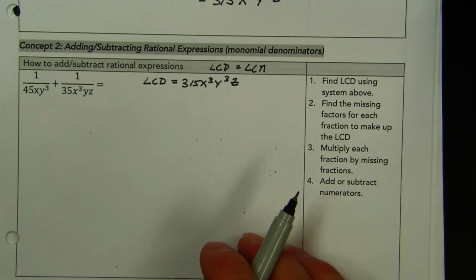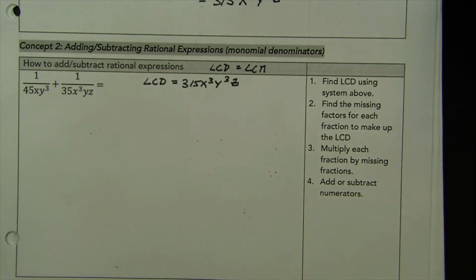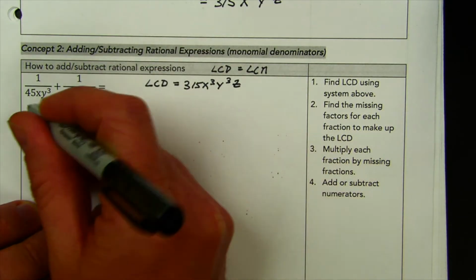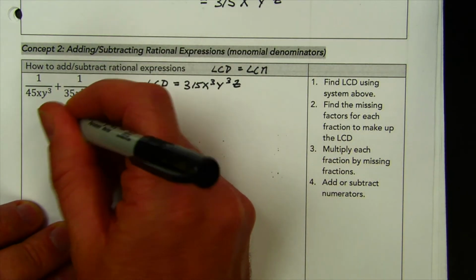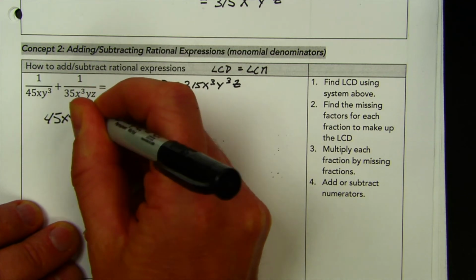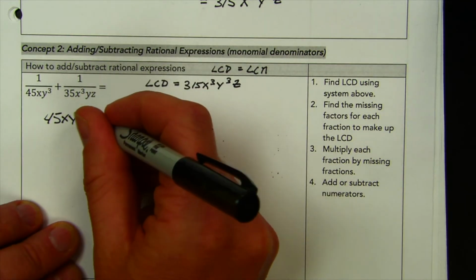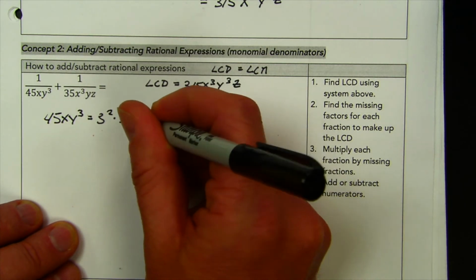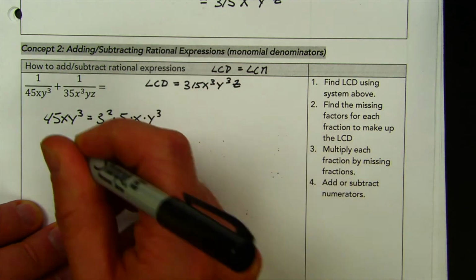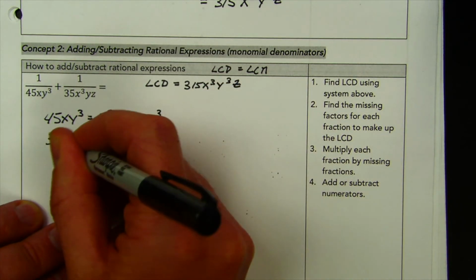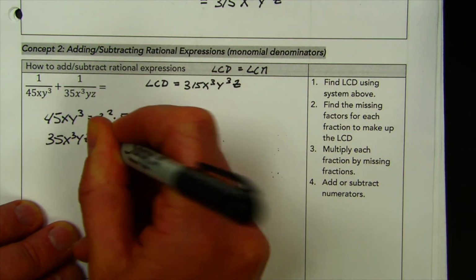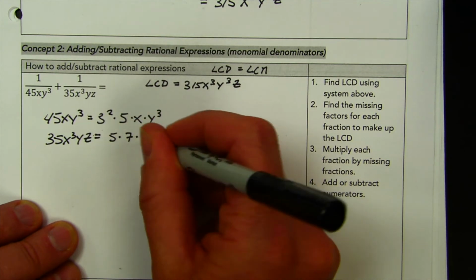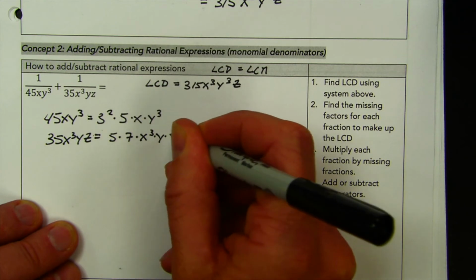All right, so let's get going with the LCD here. So here's what I want to do. I have my denominators. I got 45xy cubed, and I'm going to list the factors that I have above: 3 squared, 5 times x times y cubed. And I have 35x cubed yz, and that equals 5 times 7 times x cubed times y times z.